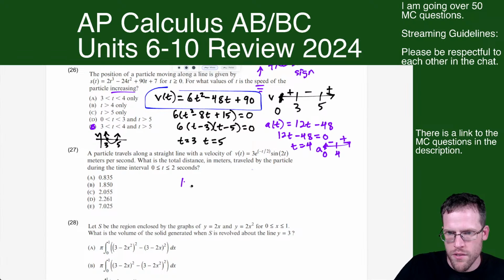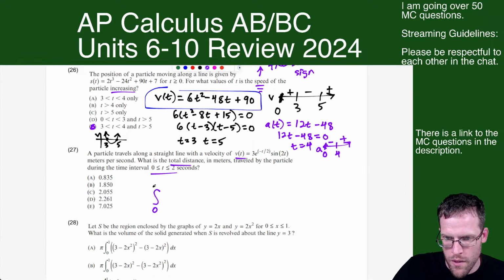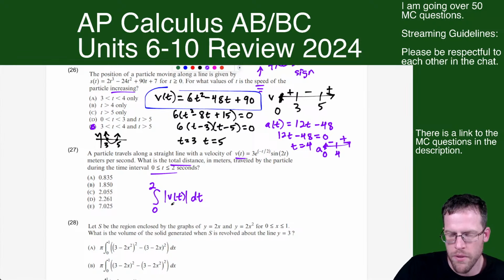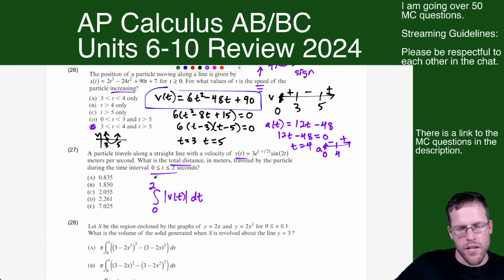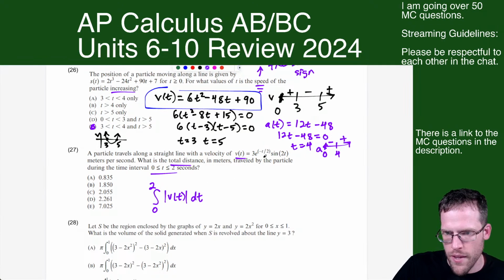What is question 27? Question 27, we want to know the total distance traveled by the particle from 0 to 2, and we get velocity. So total distance for Calc AB is the integral of speed. It's the same formula for parametric for BC, but the Calc AB version is just like moving on a single line. It can't go up, down, left, right. So it's just this, and we're going from 0 to 2.